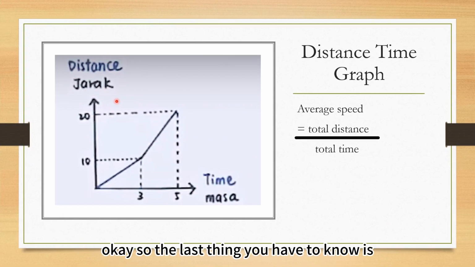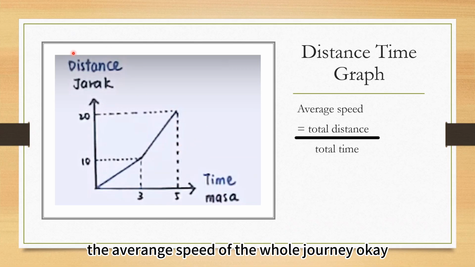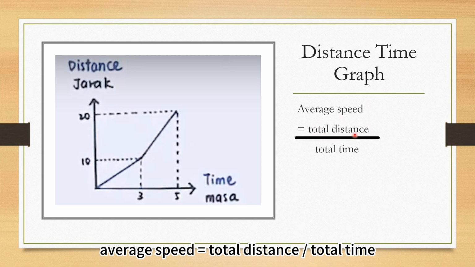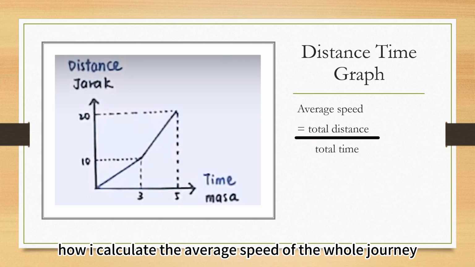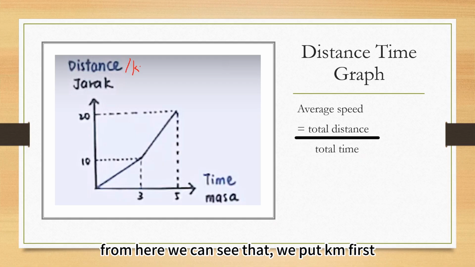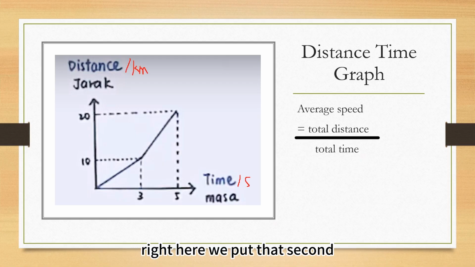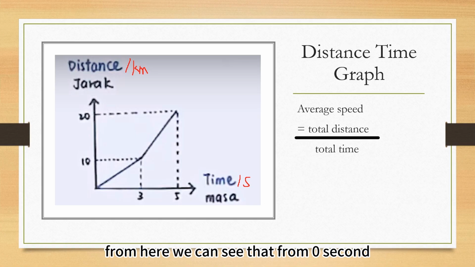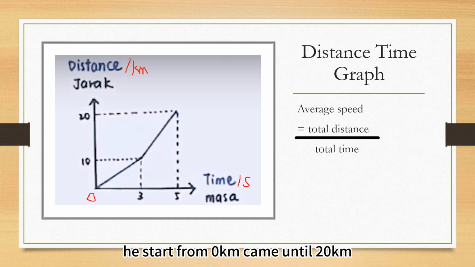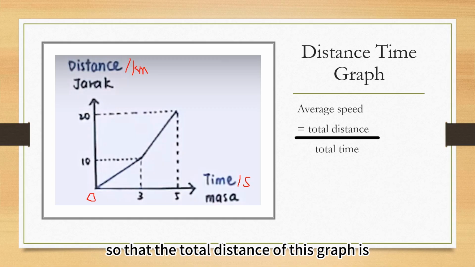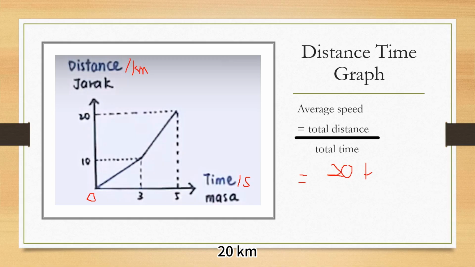Okay, so the last thing you have to know is the average speed of the whole journey. The formula of the average speed is equal to total distance divided by total time. Let me show you how I calculate the average speed of the whole journey. Here we put km first, and here we put seconds. From 0 second until 5 second, he starts from 0 km until 20 km. So the total distance of this graph is 20 km.